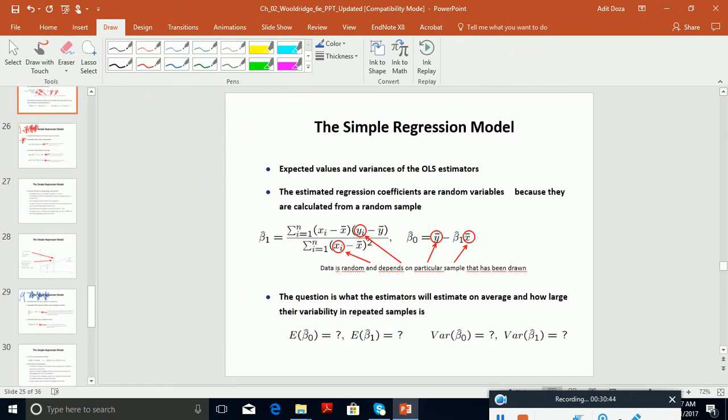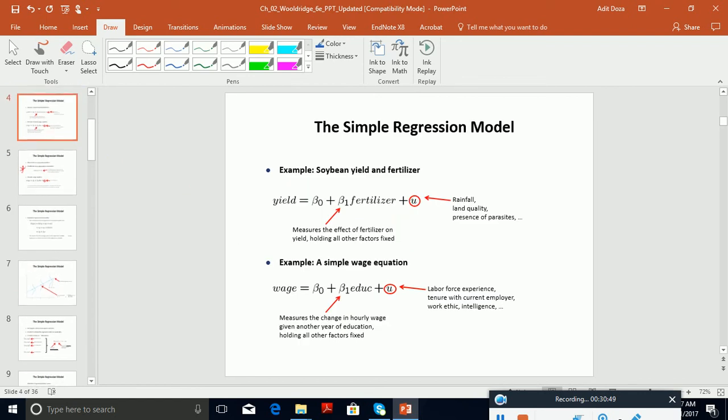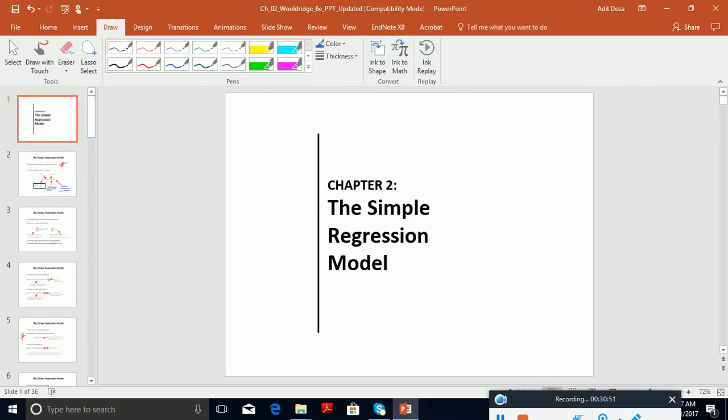Okay, that's about it from chapter 2. In fact, chapter 2 is one of the important chapters. Okay, chapters 2, 3, 4. These 3 chapters are very important for the exams.